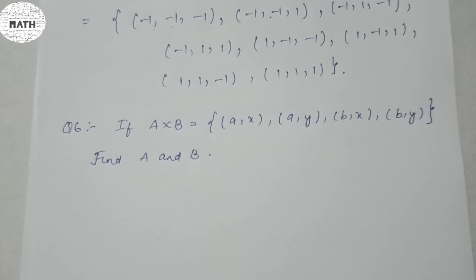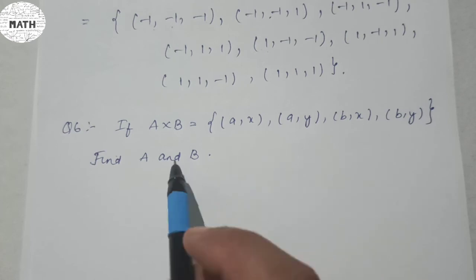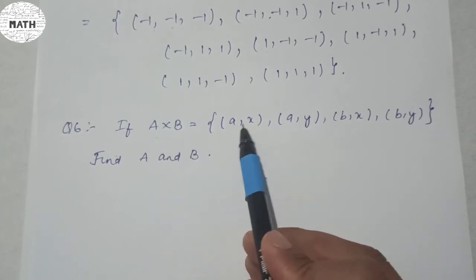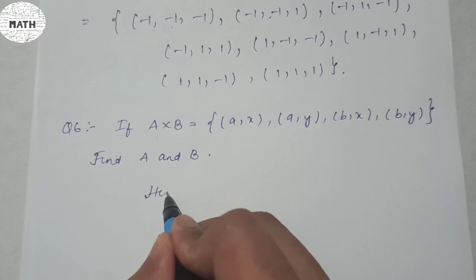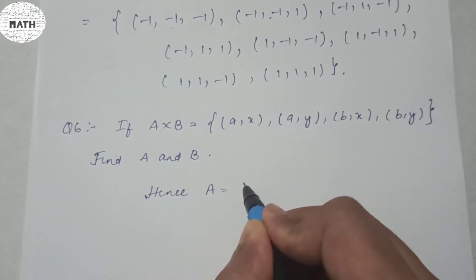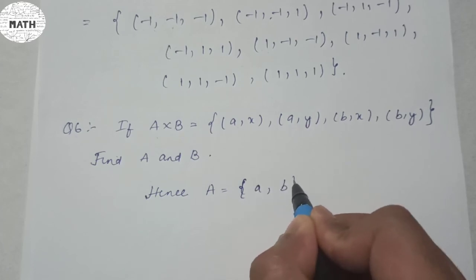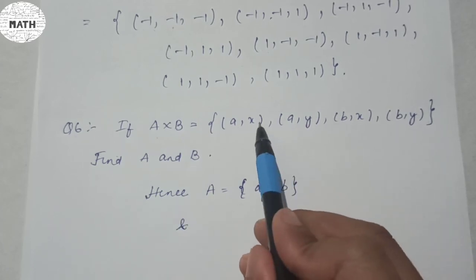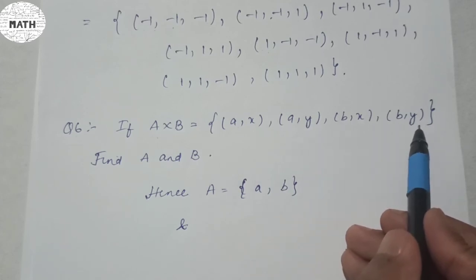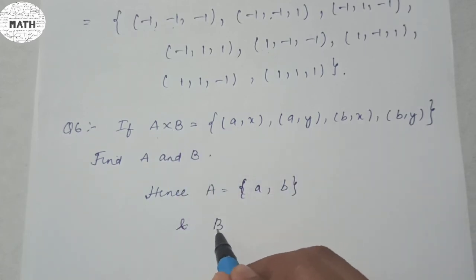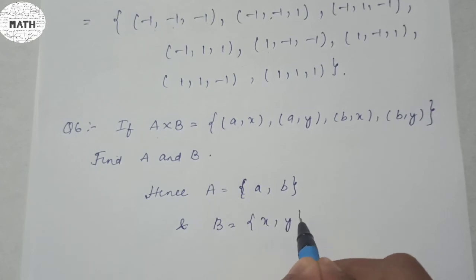Alright, the next question, question number 6, is given to be: if A cross B, that's a Cartesian product, is equal to AX, AY, BX, BY, find A and B. Now, as we know, whatever the first elements are will always belong to the first set. So the first set over here is A, and the first elements over here are A and B. So I can say that A is nothing more than the set {A, B}, and the second elements will be for your second set, that's B. And your B would be nothing more than {X, Y}. So that's all about your question number 6.